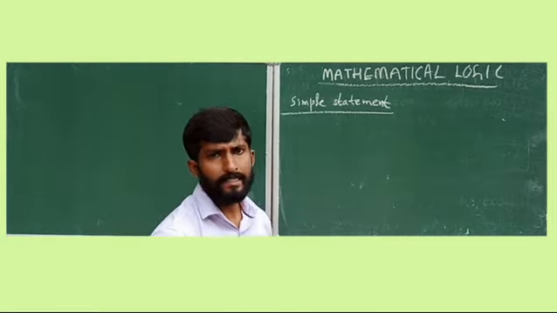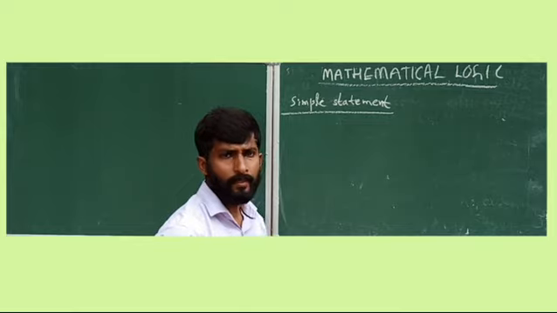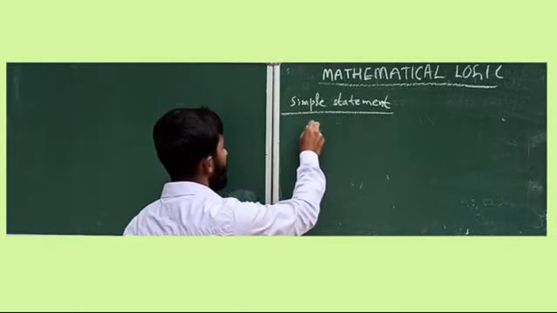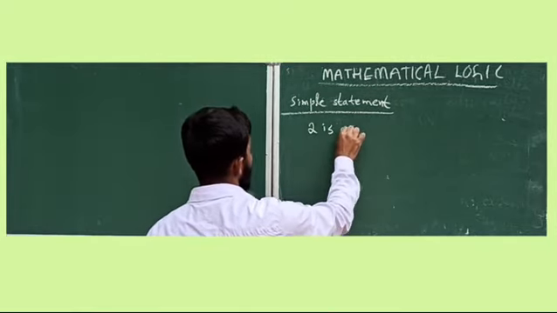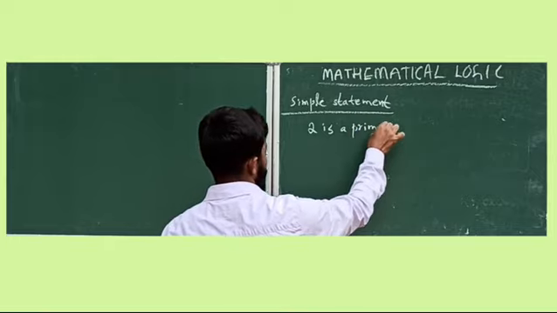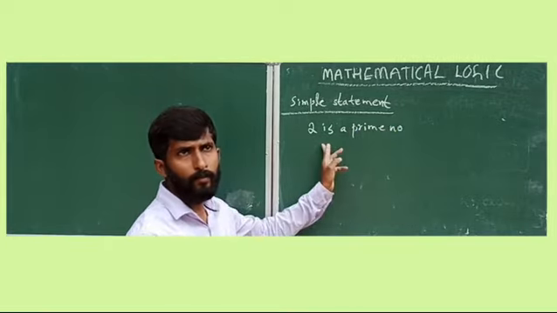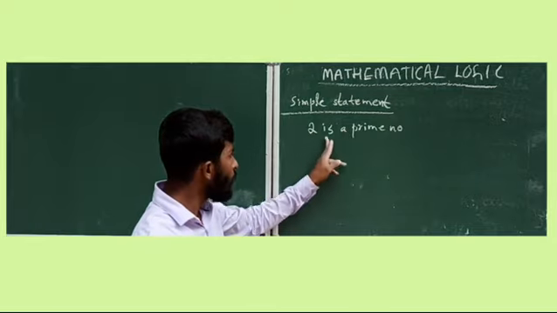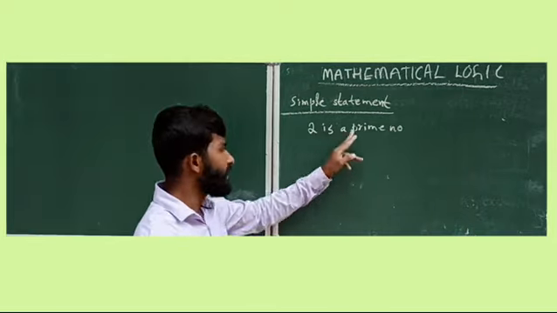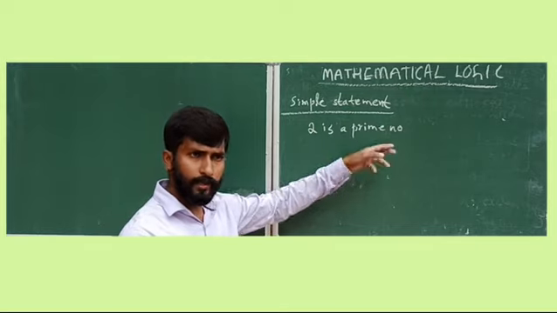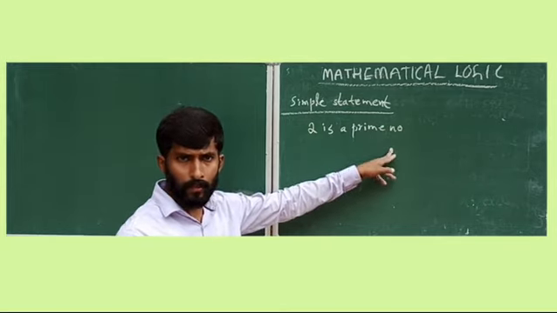Next is simple statements. It's a type of statement. Simple statements, for example, 2 is a prime number. It's an example for a simple statement because we can't split it into further sentences. Here only one sentence is there, right? 2 is a prime number. It's a statement. Why? It's true. You can say directly true, right?